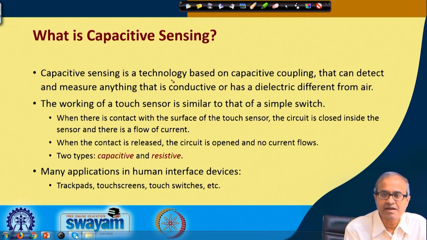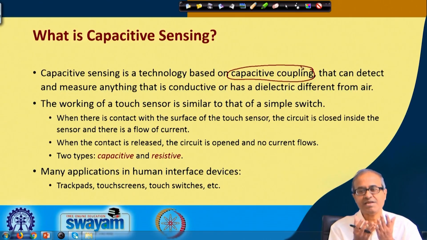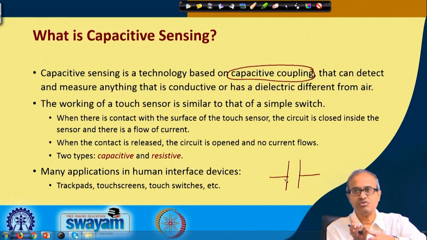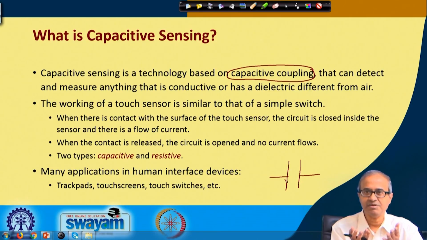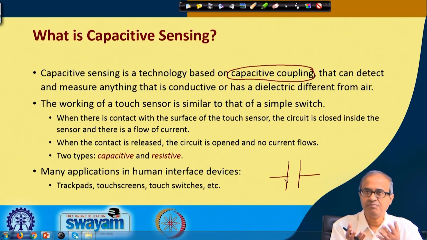This is basically a technology based on something called capacitive coupling. So, what is a capacitance? When two materials or parallel plates are brought close together, there will be a capacitance. Now, when you bring your finger close to a material, your finger and that material will also form some kind of a capacitance, because there will be some moisture in your finger, and your body is also conductive. So, if you bring your finger close, that will also affect the value of the capacitance. The idea is something like that.